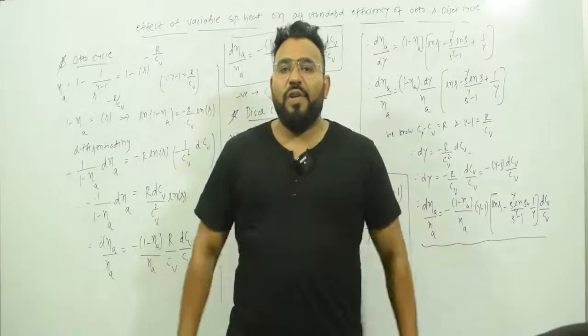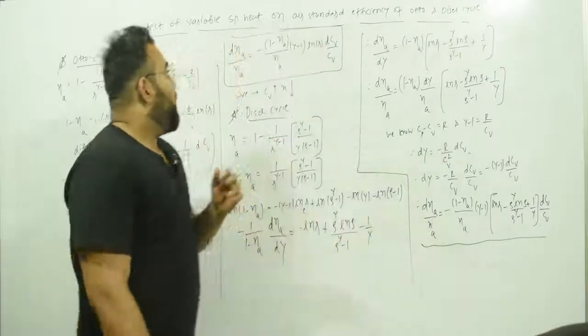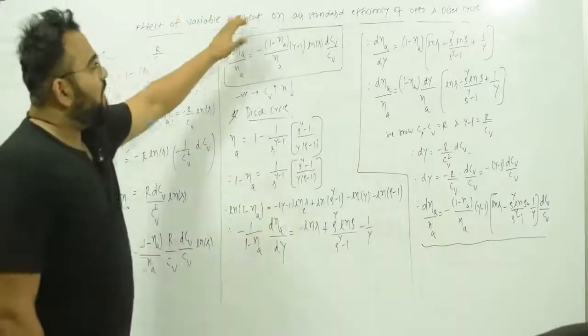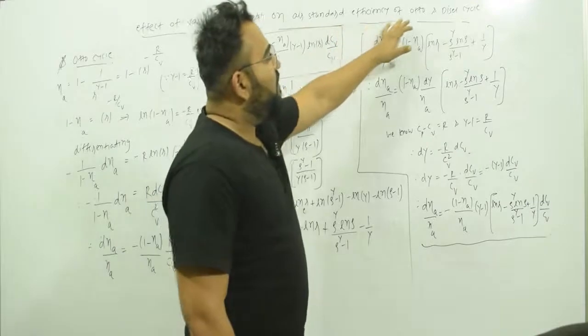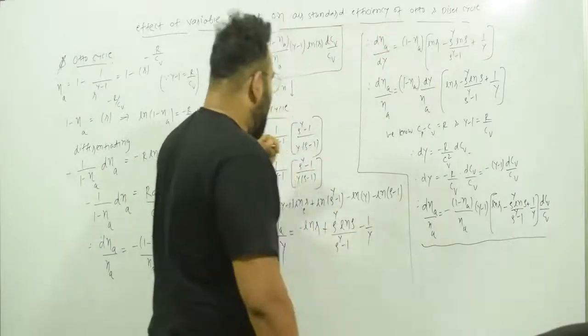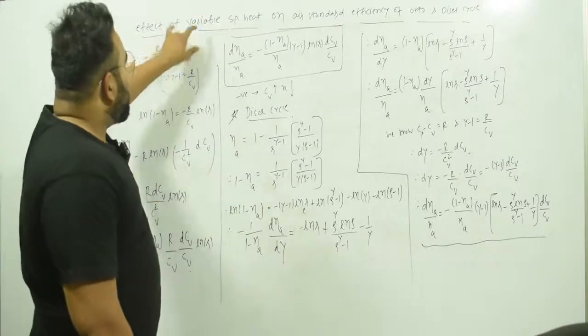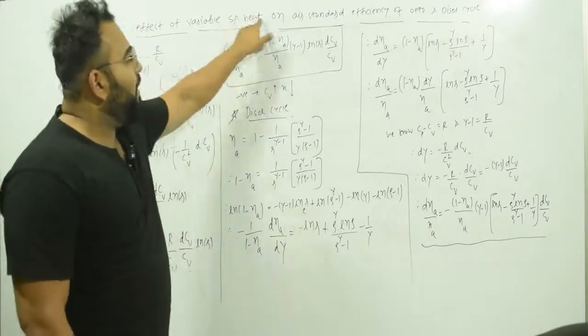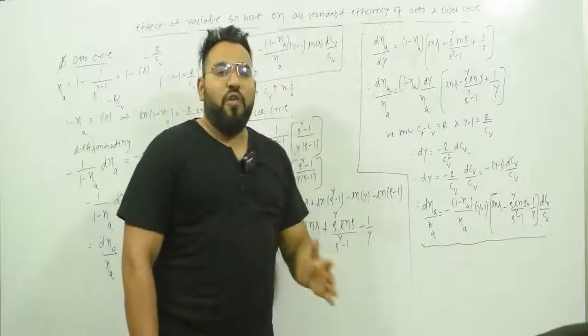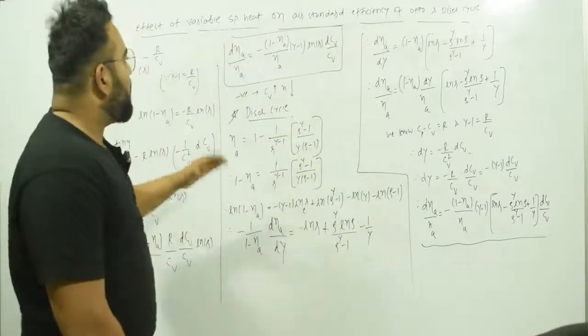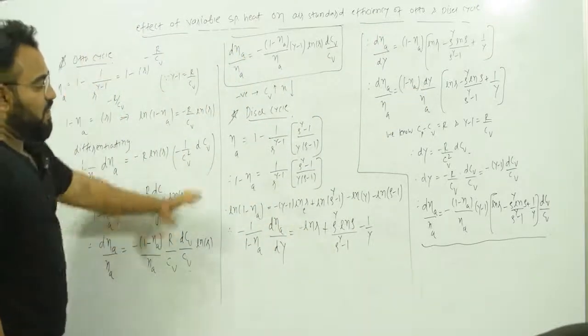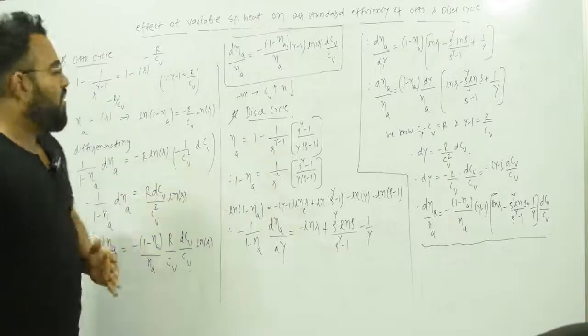In this video, we're going to see another topic, which is the effect of variable specific heat on air standard efficiency of Otto and diesel cycle. This topic is very important from the GTU examination point of view. So the theory is the effect of variable specific heat on air standard efficiency of Otto and diesel cycle. First we're going to start with the Otto cycle, and then we're going to see the diesel cycle. So let us start with the Otto cycle.